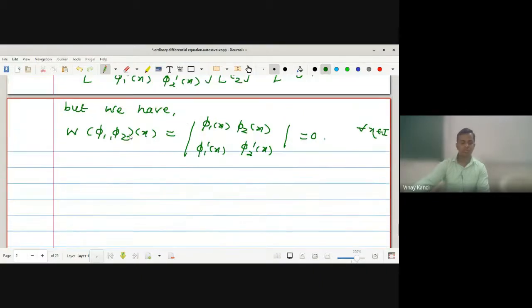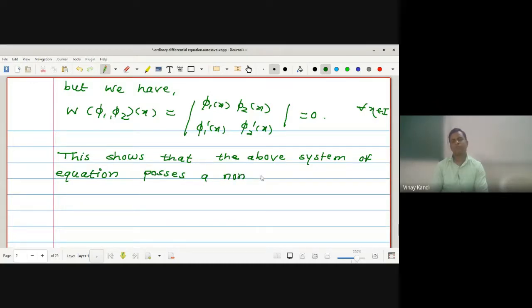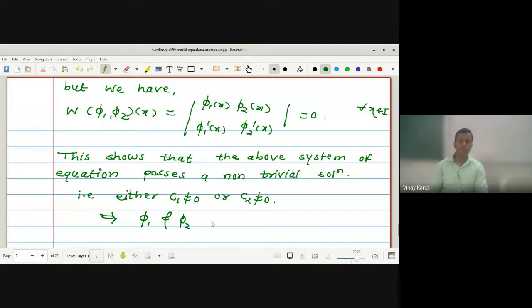Okay, this shows that the above system of equations possesses a non-trivial solution, that is either C1 is not equal to 0 or C2 is not equal to 0, which means that phi1 and phi2 are linearly dependent. Okay, hence the proof. Any doubt up to here?